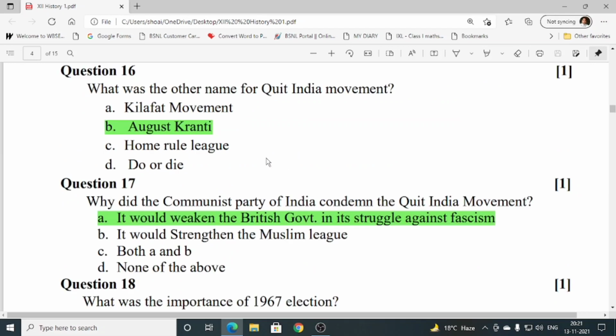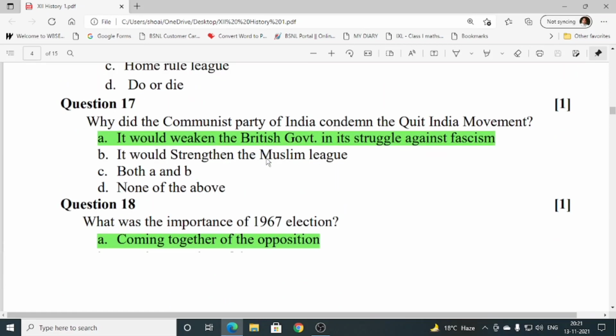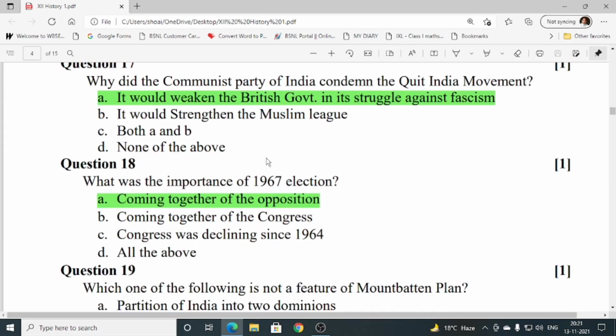Number 16, what was the other name of the Quit India movement? B, August Kranti. August Kranti is the other name for the Quit India movement. Number 17, why did the Communist Party of India condemn the Quit India movement? So accordingly, it would weaken the British government in its struggle against fascism. So definitely, the British government becoming weak in its struggle against fascism is the correct one.